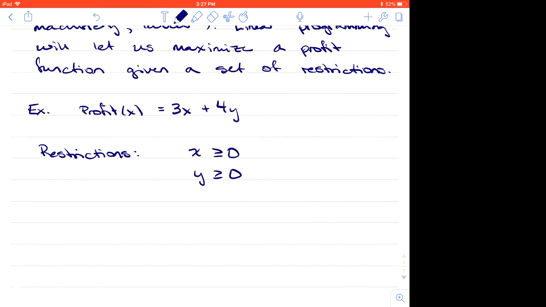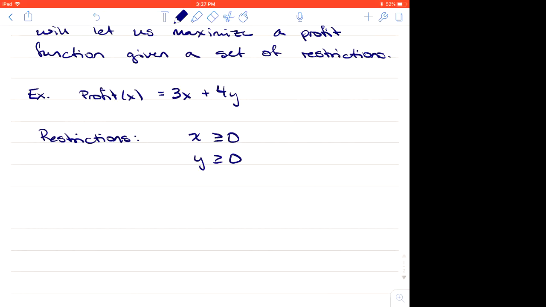complete. And in a simple form, I might say that X has to be less than or equal to 4, so we also can't have more than 4 of X, and same thing for Y. Y has to be less than or equal to 4.